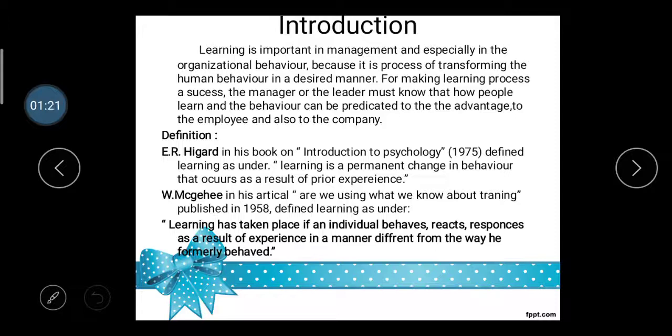For making the learning process a success, the manager or the leader must know how people learn, and how behavior can be predicted, to the advantage of the employees and also the company.